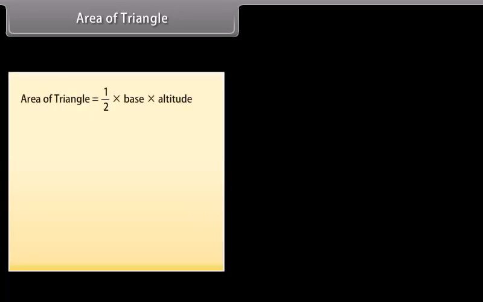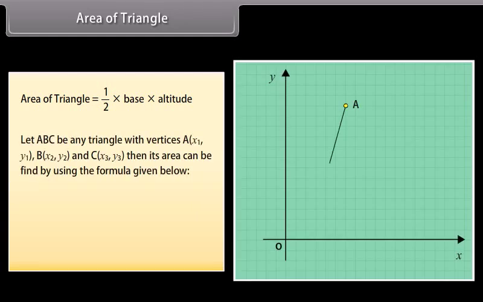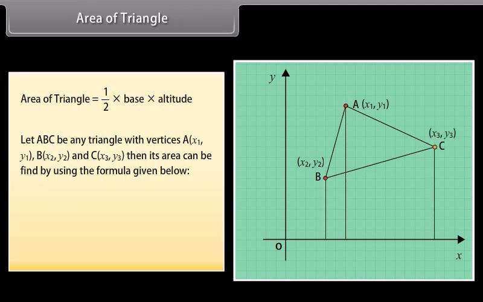Area of triangle. In earlier classes, when the base and altitude of triangle is given, then we find its area by using the formula area of triangle is equal to 1 by 2 into base into altitude. Let ABC be any triangle with vertices A x1, y1, B x2, y2 and C x3, y3. Then its area can be found by using the formula given below. Area of triangle equals 1 by 2 into [x1 into (y2 minus y3) plus x2 into (y3 minus y1) plus x3 into (y1 minus y2)].